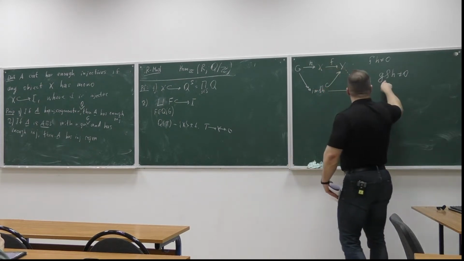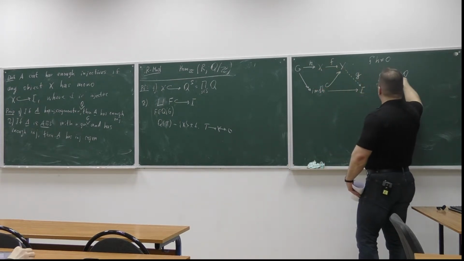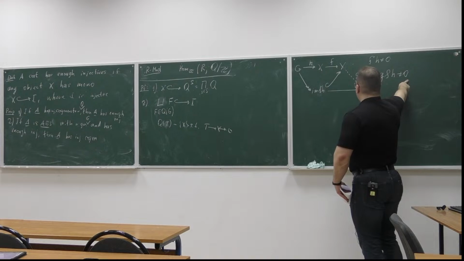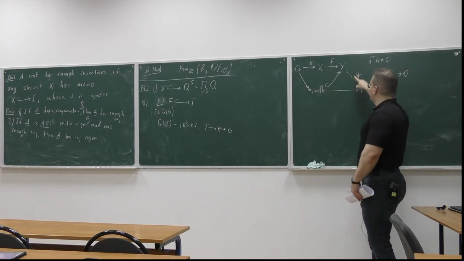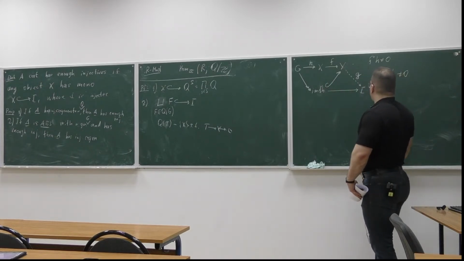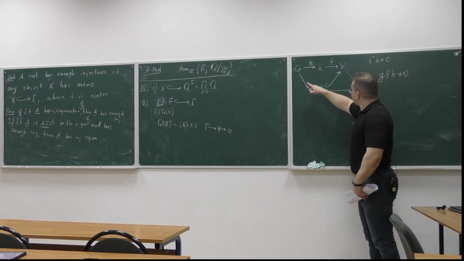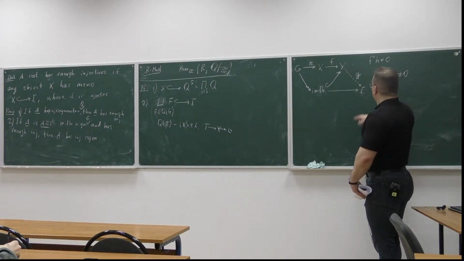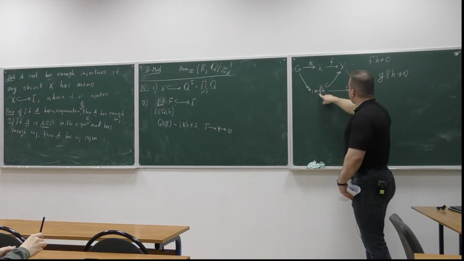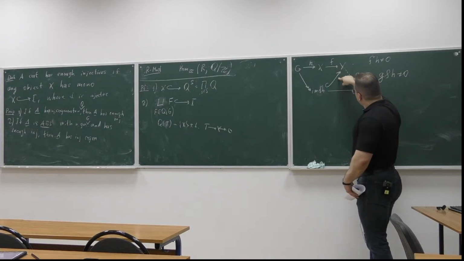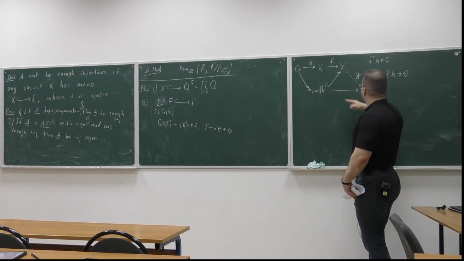So I was claiming that the composition of G, F, and H is not equal to 0. Since we have these two commutative triangles, we can go in a different way and see that this is not 0. For example, go here, and this is a non-zero map. If this were 0, since this is a monomorphism, this would have to be 0, but this is not a 0 map. So this is not 0.